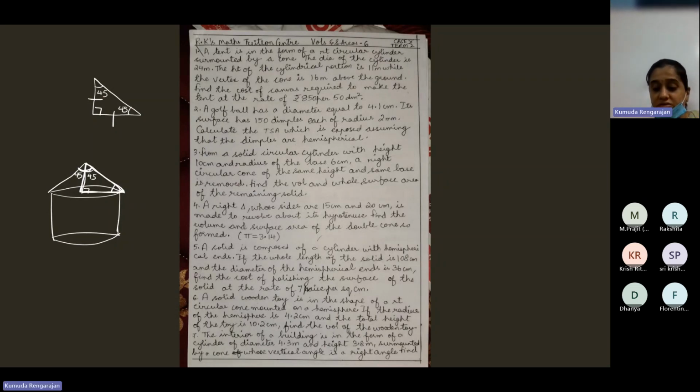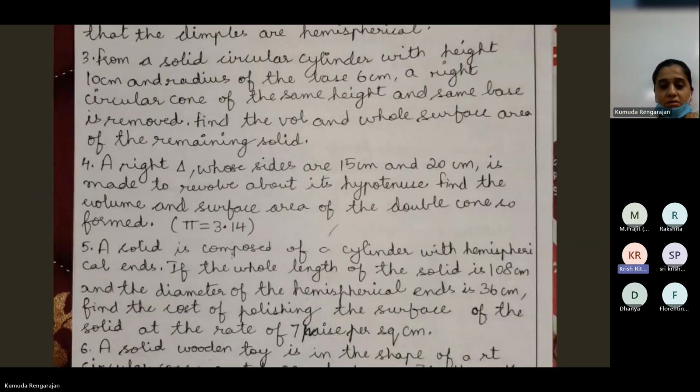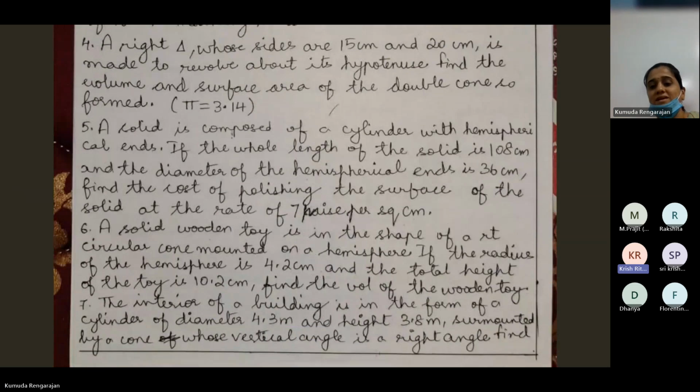All right, so let's discuss the values for radius and height. My phone is stuck, ma'am. Okay, fine.